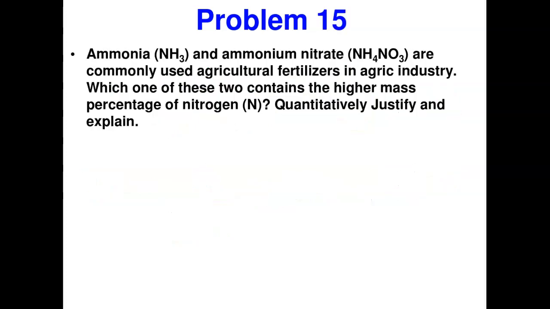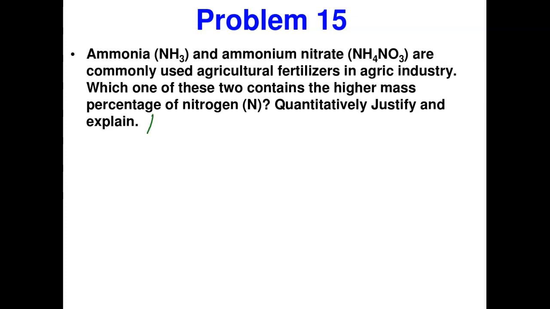The next problem. Now, the next problem is an interesting word problem. I usually like this kind of problem. It says ammonia and ammonium nitrate are commonly used agricultural fertilizers in the agriculture industry. It says which of these two contains the higher mass percentage of nitrogen? Quantitatively justify and explain. Quantitatively means solve the math. That is the logic I need.